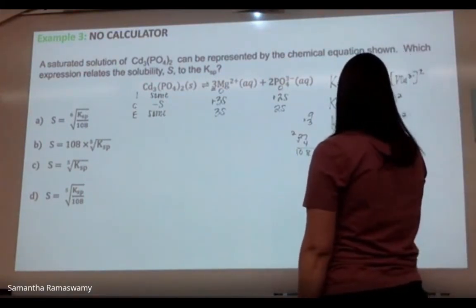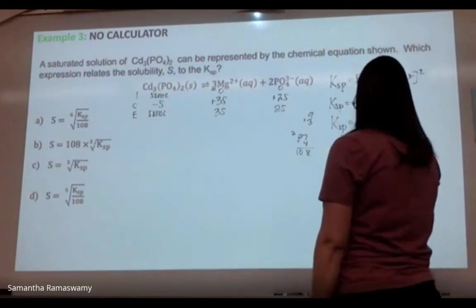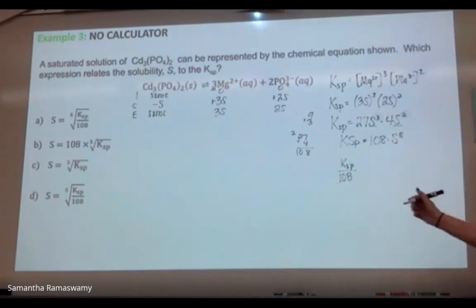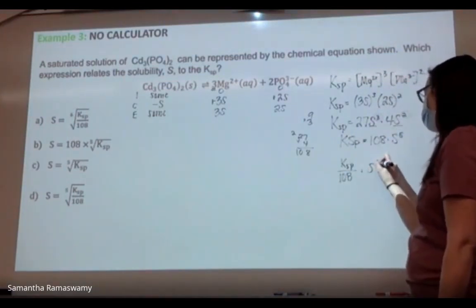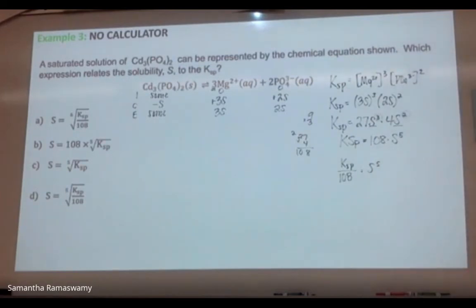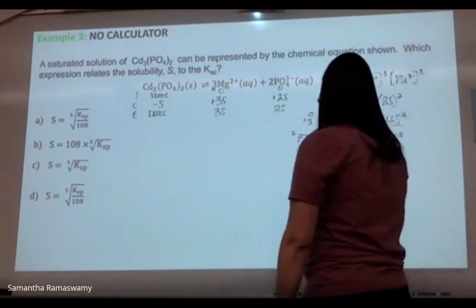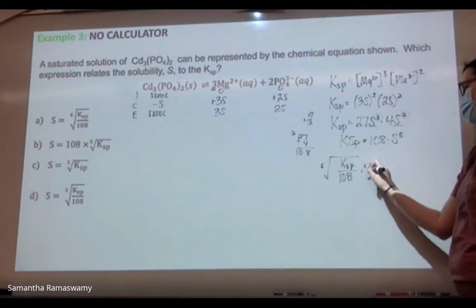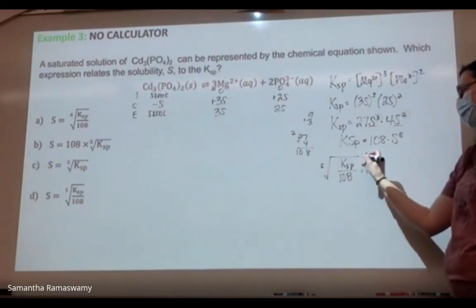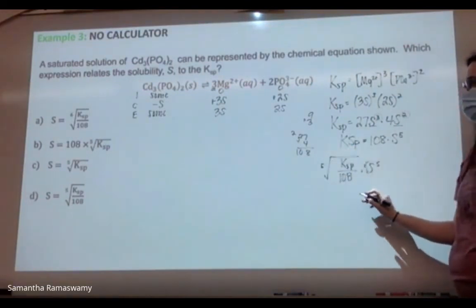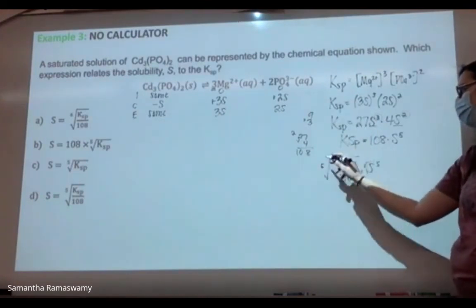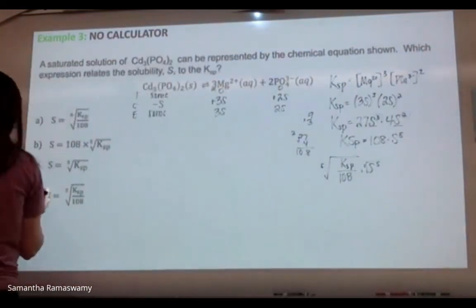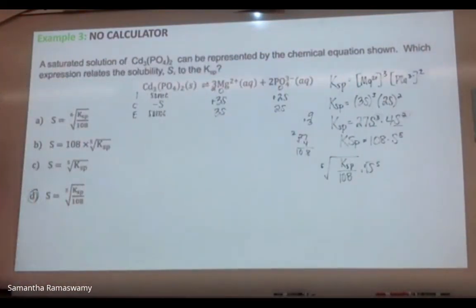So if I'm solving for S, the first thing I would do is divide by 108. That equals S to the 5th. And then to get S, I would have to take the 5th root of each side. Here's what gets us S. Look and see which one of those matches, and that's D. Notice how A looks similar.